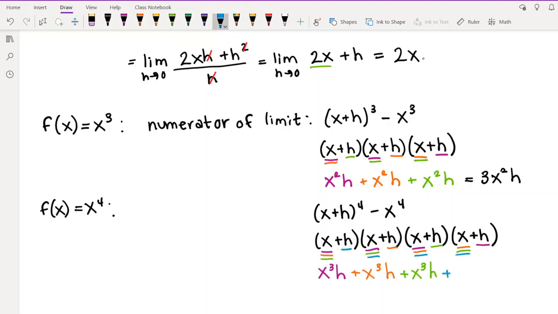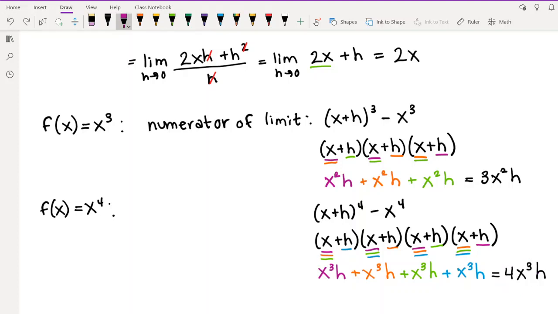So basically going through and finding all the different ways that you could end up with only one h, and that means all the rest of them have to be x's. And so this would come out to be now 4x cubed h. And so again, if you go through that whole limit process, the part that will be left over is going to be exactly the 4x cubed part.